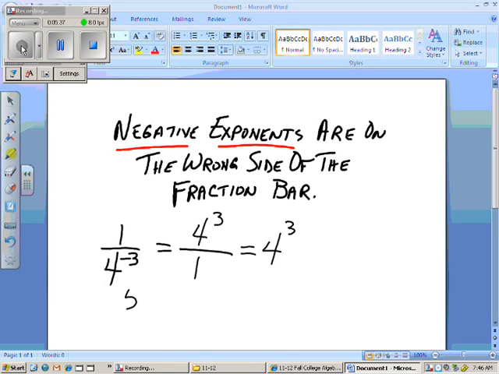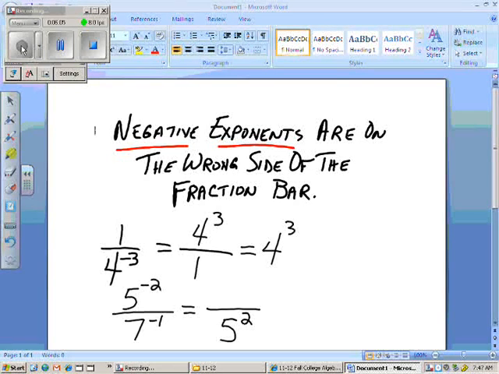We have 5 to the negative 2 over 7 to the negative 1. Okay, I always start by drawing my fraction bar. And anything that has a negative exponent needs to move to the other side. So my 5 has a negative 2 exponent. That means that 5 needs to move to the bottom. And when it moves to the bottom, that negative 2 becomes a positive 2.